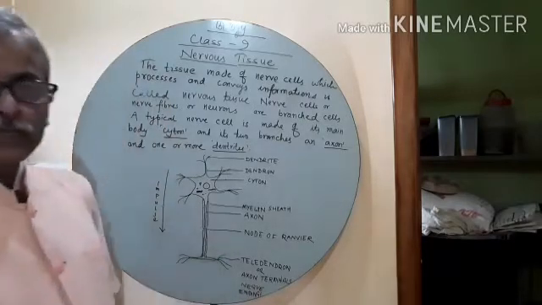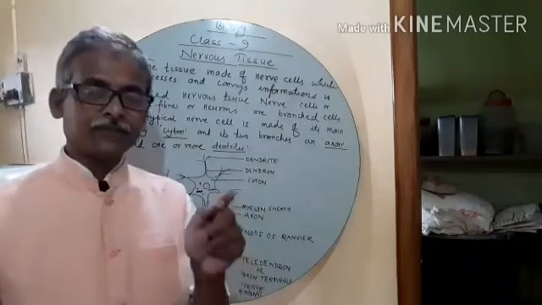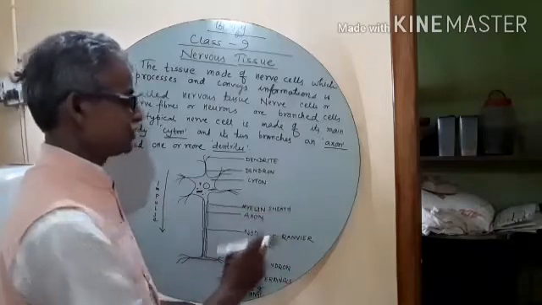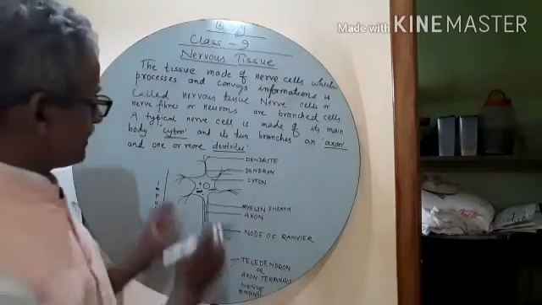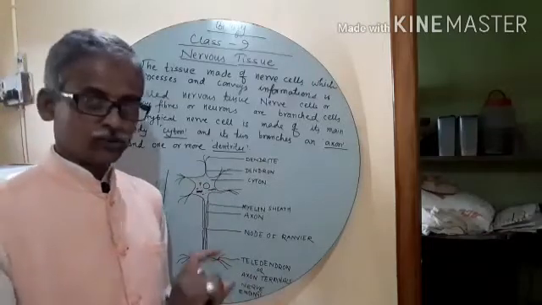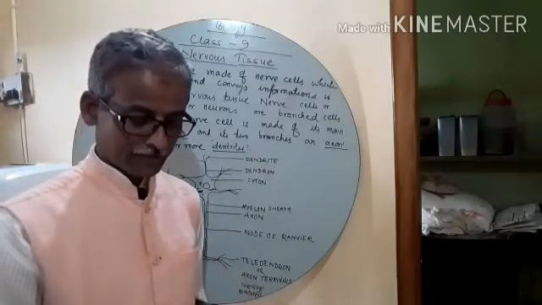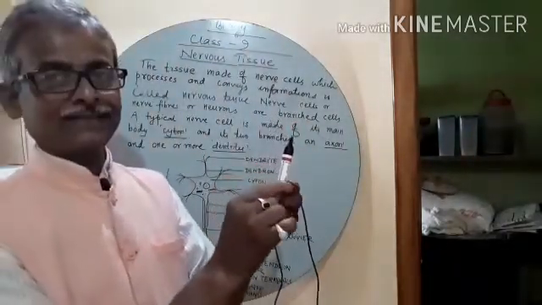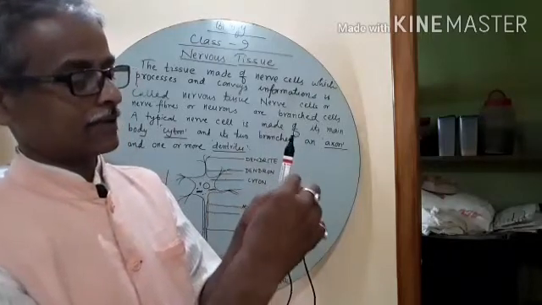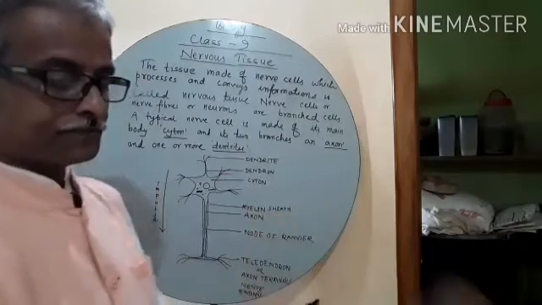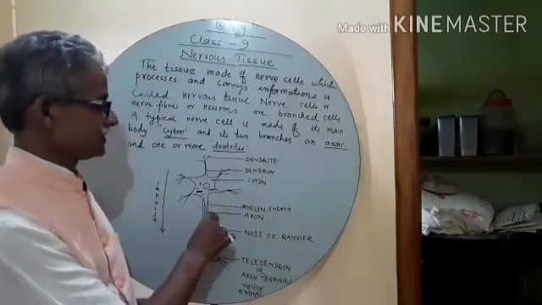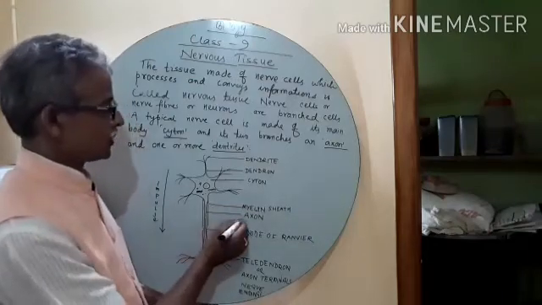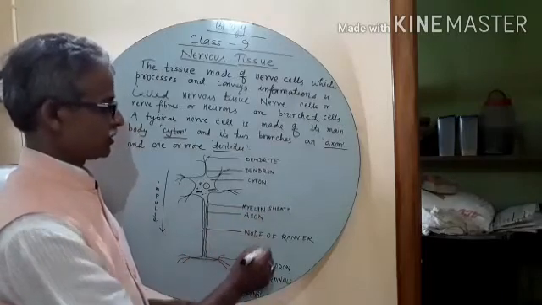This axon is covered with a special type of cells that make the cover myelin sheath. You may consider it as the insulation of the electric wire. Suppose this is an electric wire and there is a metallic wire inside it, and the outer side is the PVC cover. In the same way, this myelin sheath is just like a cover, but at some places where there is no sheath, that is called node of Ranvier.